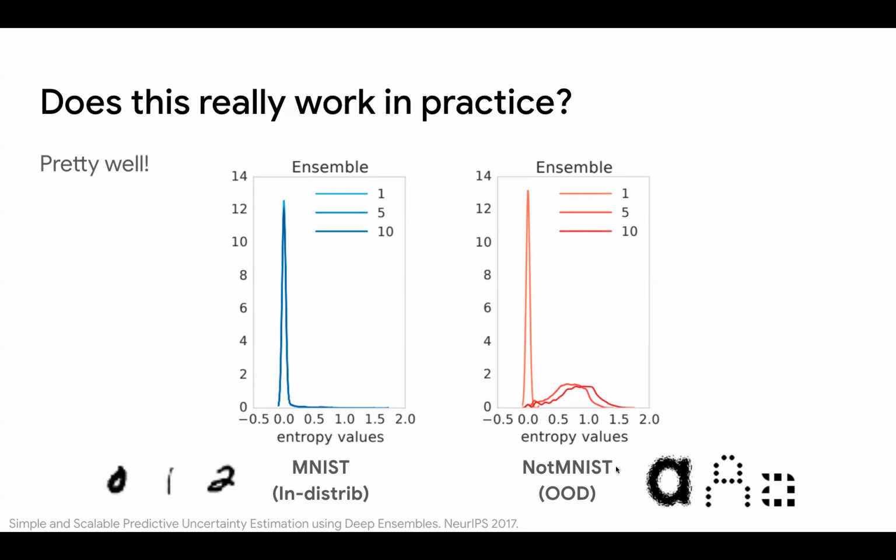But now if you look at the out-of-distribution case, if you're just using a single model, then you're getting very close to 0 entropy values, which is not good. But as you add more and more members to the ensemble, you're increasing the entropy values for this OOD data. So ensembling is really playing a critical role here. Okay.